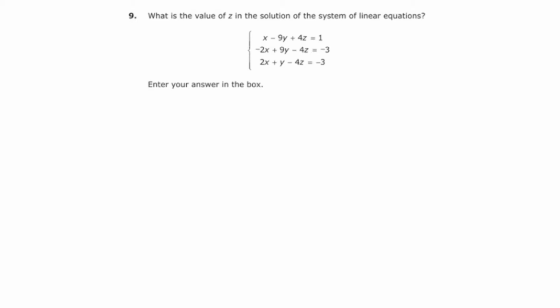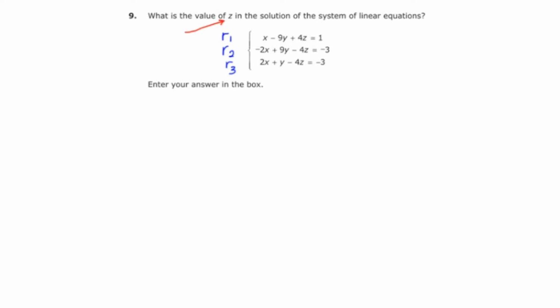So what I'm going to suggest we do to start is to label each of the three equations as row 1, row 2, and row 3. So I'm going to go ahead and do that now. The other thing I want you to notice is that in this problem, they're not asking us to solve the system entirely, they're only asking us to find the value of z. So we only have to do 1/3 of the work.